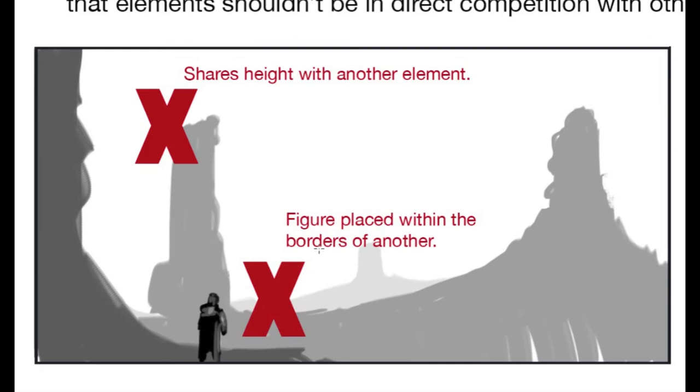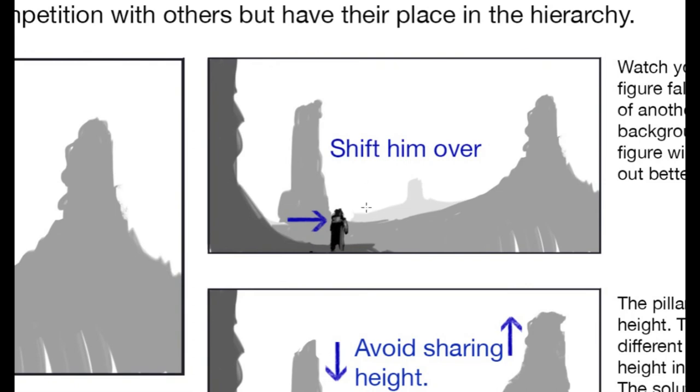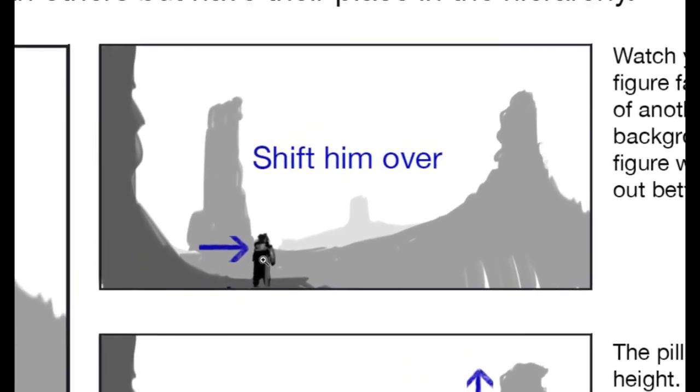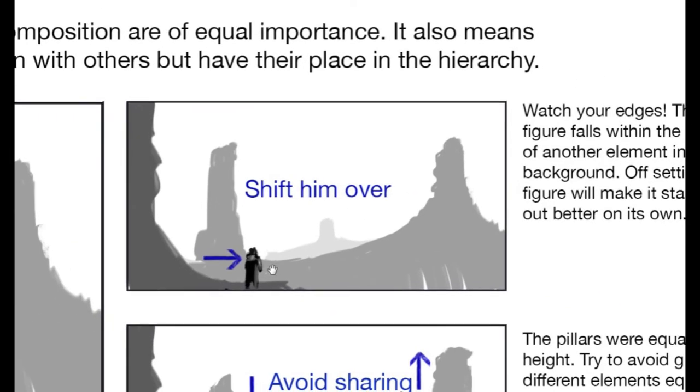So I've got two solutions. Generally in your work, one way we could solve the figure issue would be to just shift him over a little bit. Now you see how the figure occludes multiple planes. He goes over the foreground and the middle ground, and he also extends a little ways outside of the bounds of this pillar here. So he stands on his own and also interacts a little bit. He's a lot more visible now.